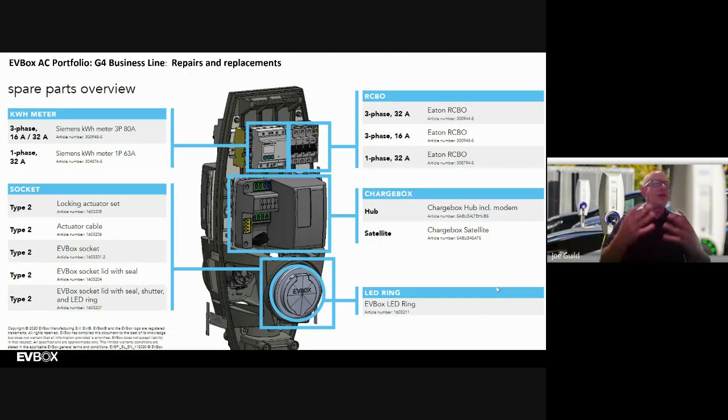So this is the G4 station. I showed you the G3. We have the exact same diagram for G3. So if you ever have a G3 station you need to service, just make sure you download the diagram from the G3, and then it gives you all the different part numbers.